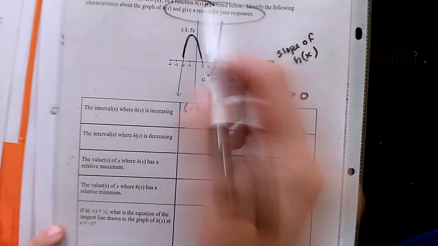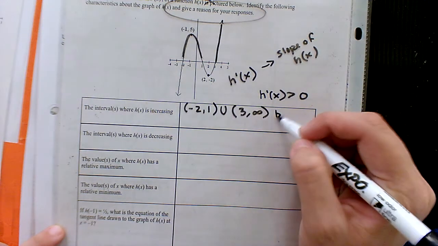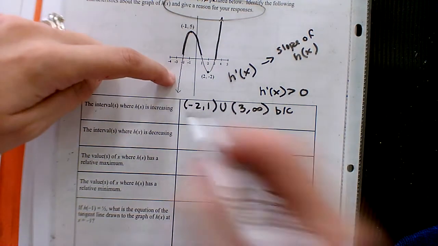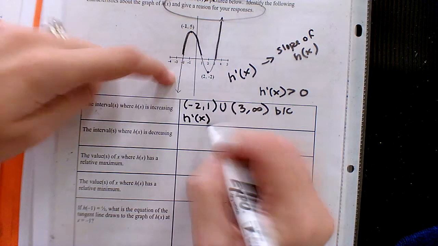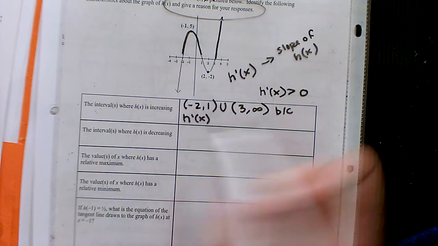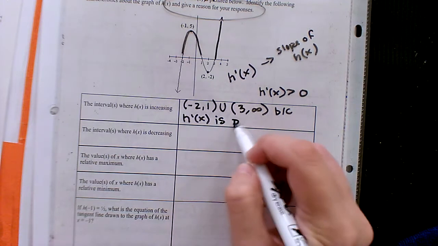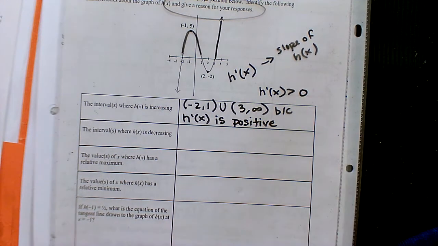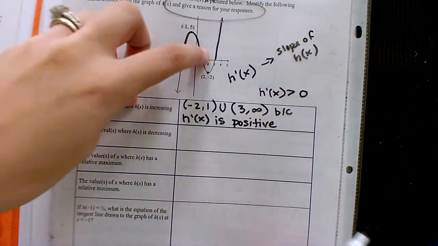Now it says give a reason for your answers. Since this was the graph of a derivative, that's what we have to use as our justification. Because the derivative, we said, is positive, greater than 0. Graphically, it's above the x-axis. Any of those phrasings or wordings would be fine.